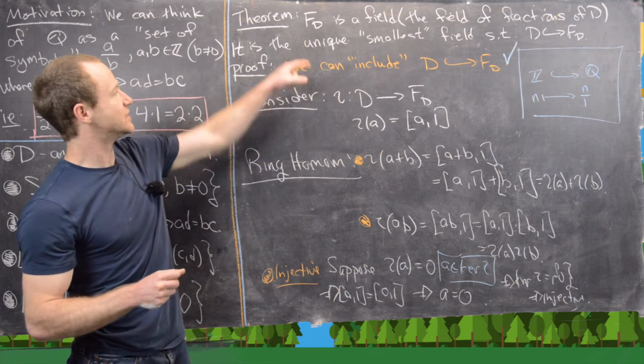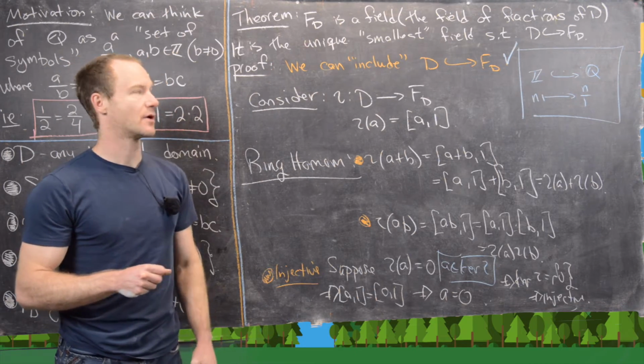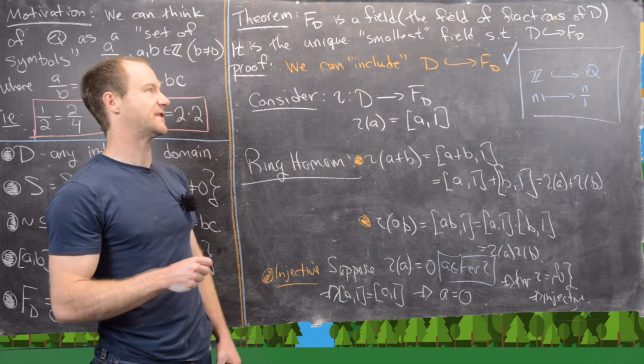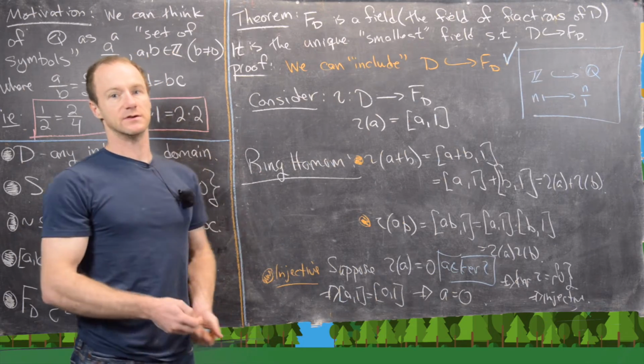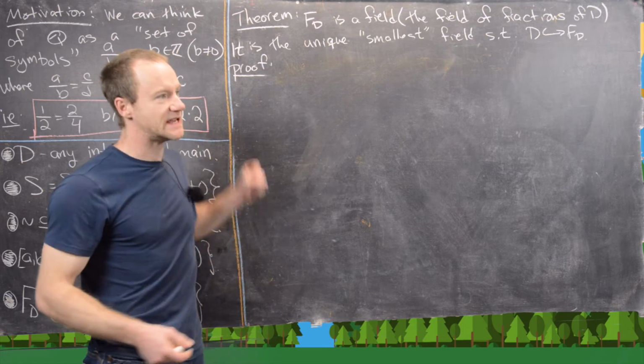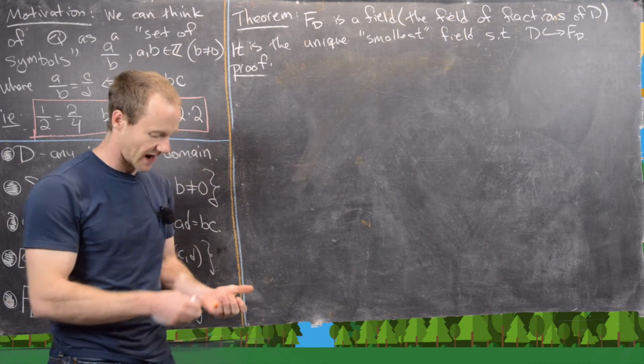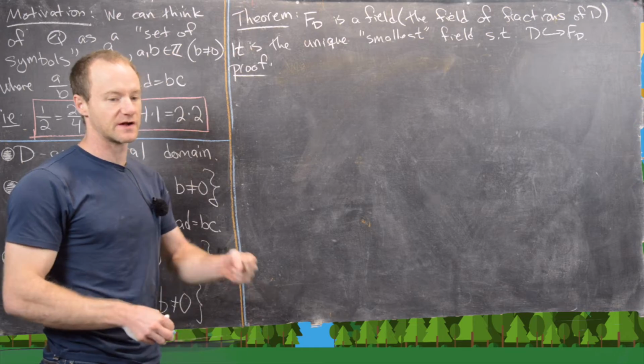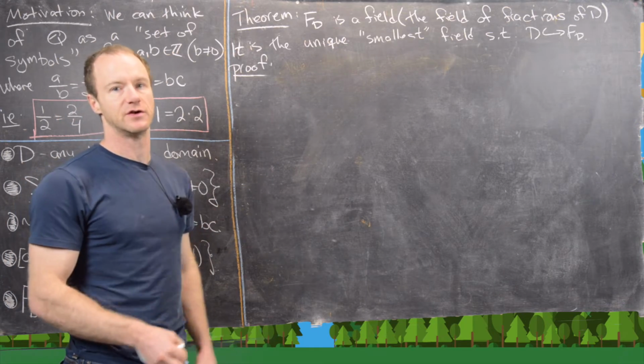Now the next thing we want to do is show this uniqueness, so it's the unique smallest field that D can be included inside. Okay, so let's do that. We just got done showing that D can be included inside of its ring of fractions. Now we want to show that the ring of fractions is the smallest field that you can do that with.